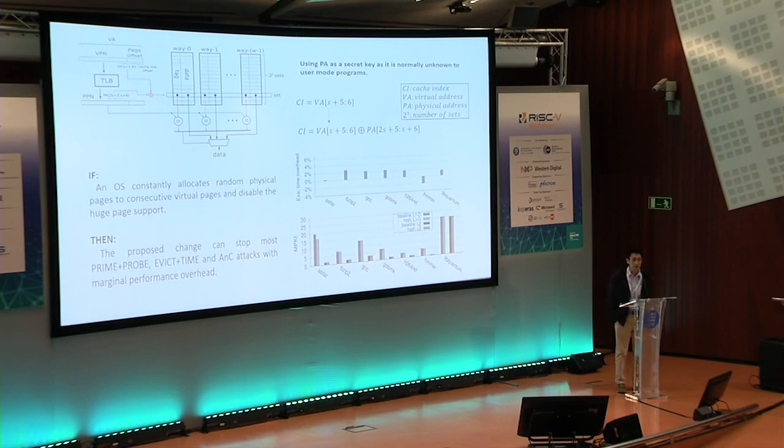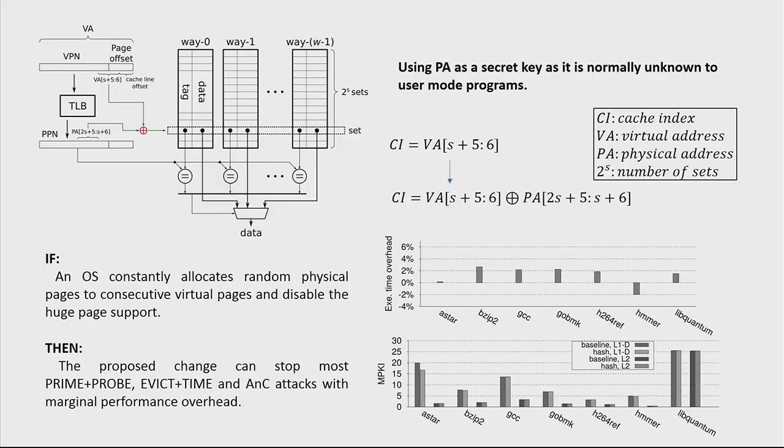The userland program normally doesn't know the physical address. We just use the physical address as a key to hash the cache index. So as long as the attacker doesn't know the physical address, they can't generate the right cache conflict to unique cache sets, and the attack probably fails. Here's what we do: we simply use a part of the physical address and hash it with the virtual address to generate a new cache index. You can see it's quite simple, just a small change to the cache hierarchy.